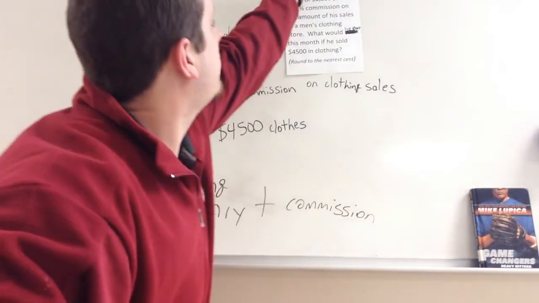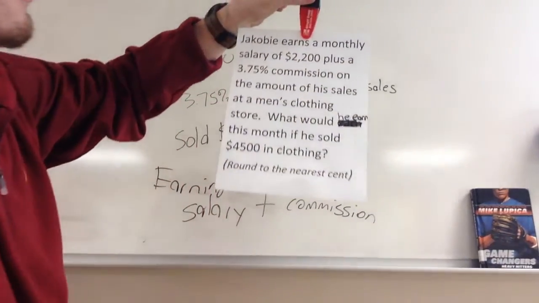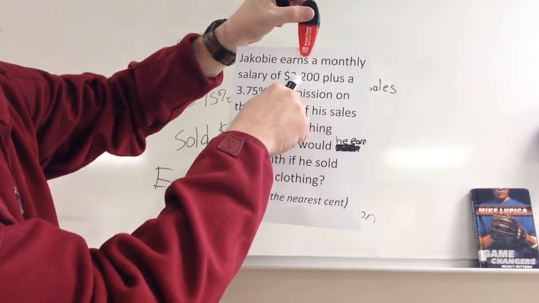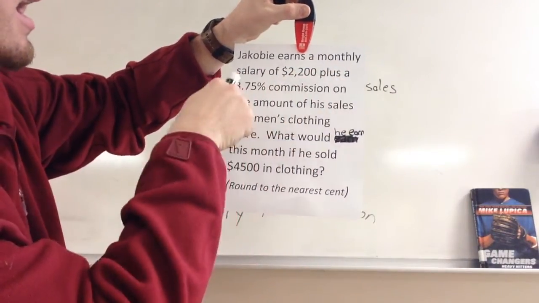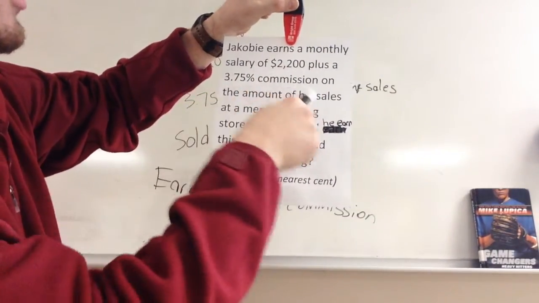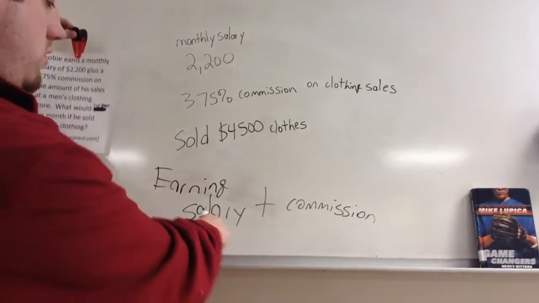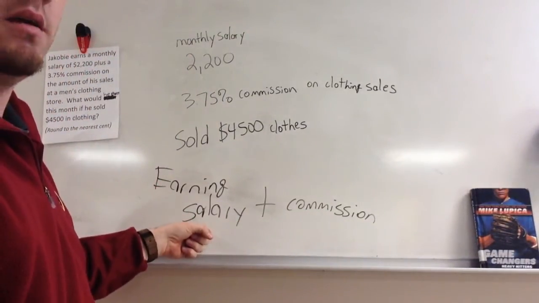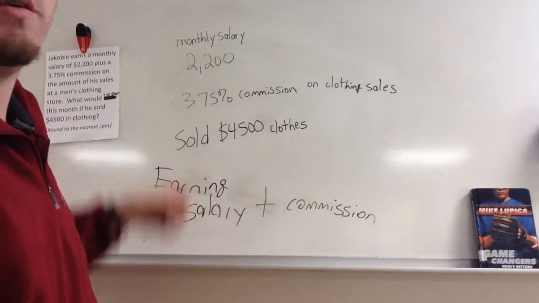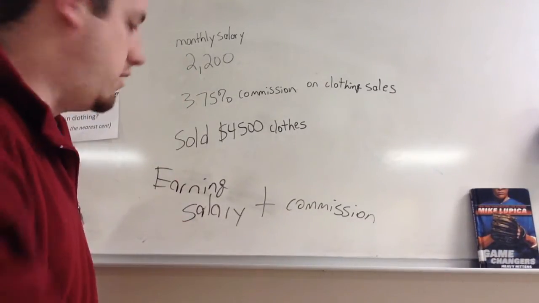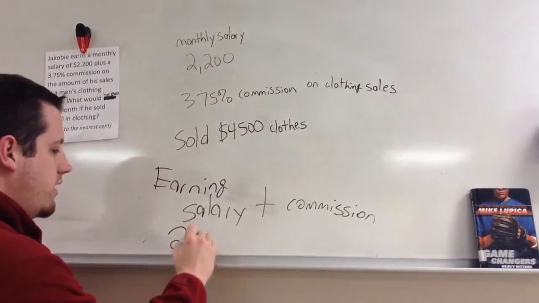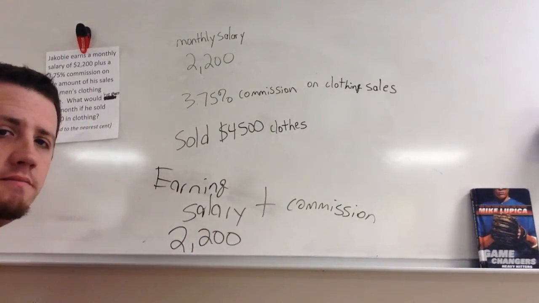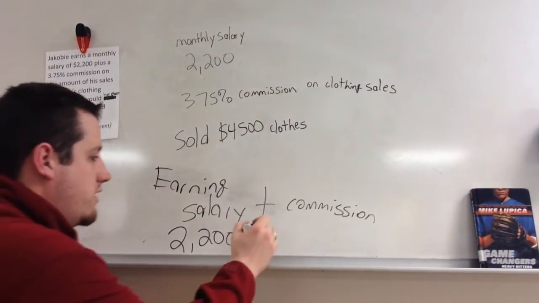How does it say he gets paid? Jacoby earns a monthly salary of $2,200 plus a 3.75% commission on the amount of his sales. So, salary plus commission. Well, we know the salary, don't we? Salary is $2,200, right? How do we figure this commission?